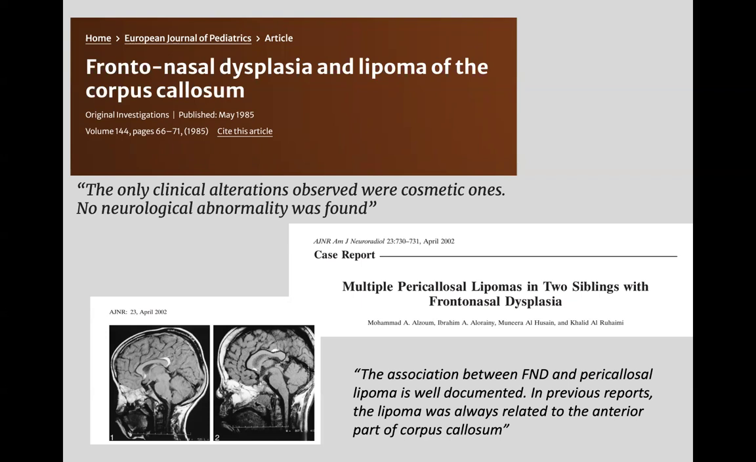Some others show that corpus callosum lipoma can be not only in the anterior part, but also posteriorly. But these are very old papers, so it's a very well-known association. Again, probably due to something embryologically going wrong and allowing some fat to sit on the corpus callosum, as well as some abnormalities in the bone of the face.